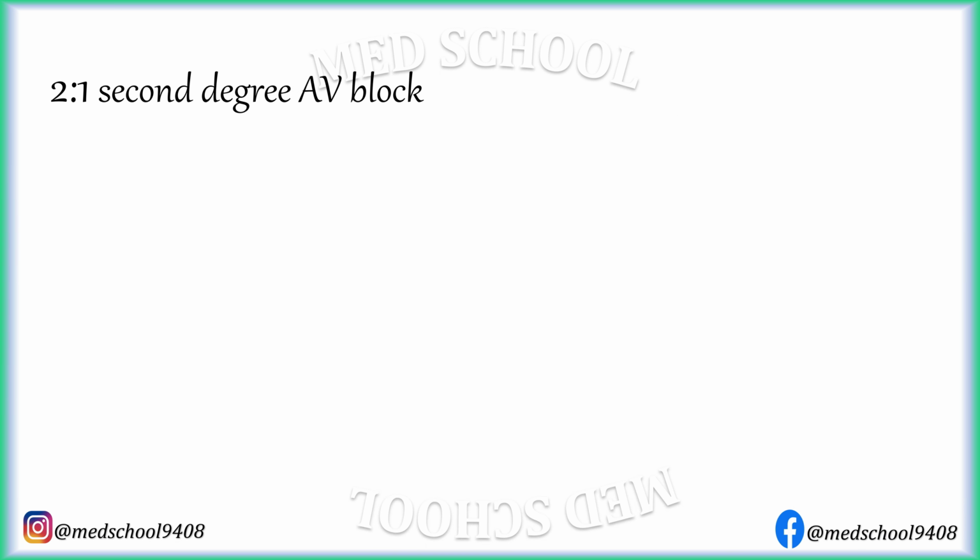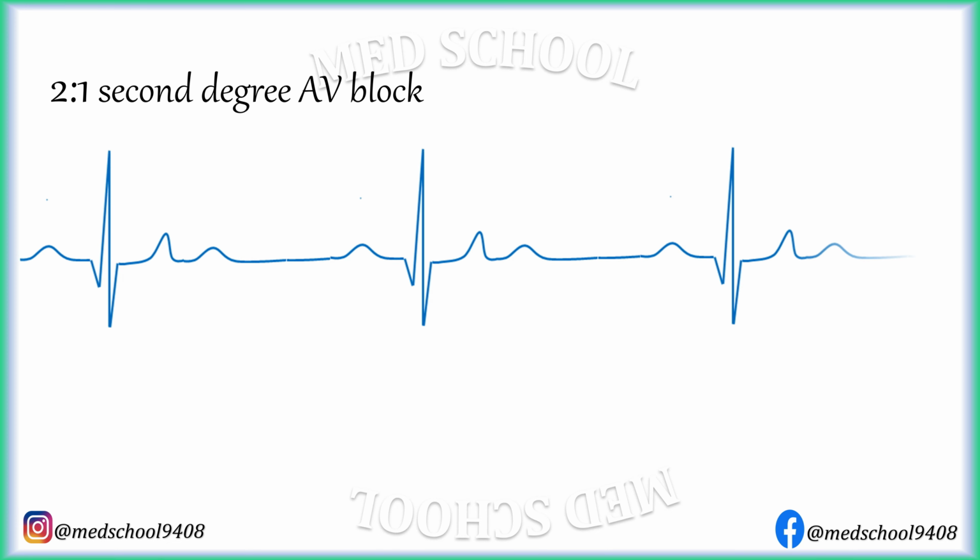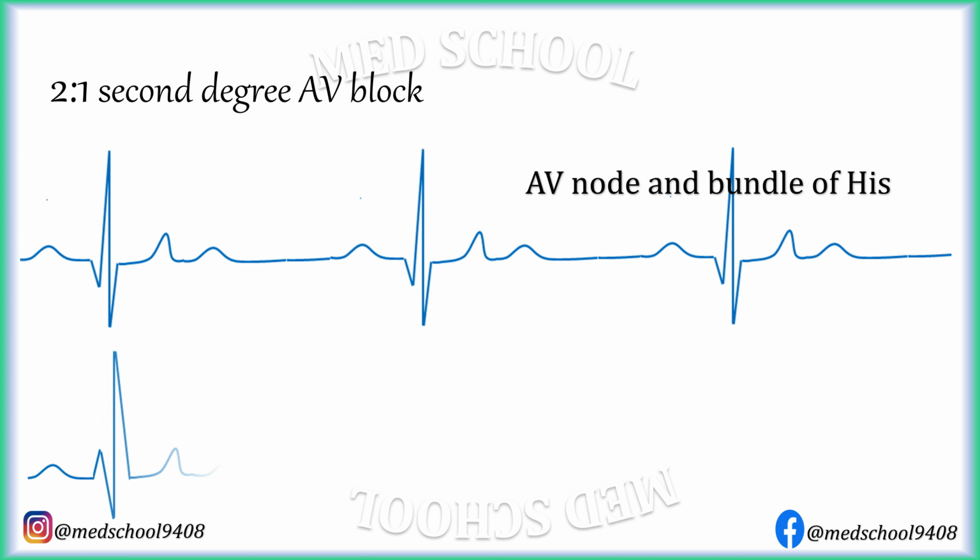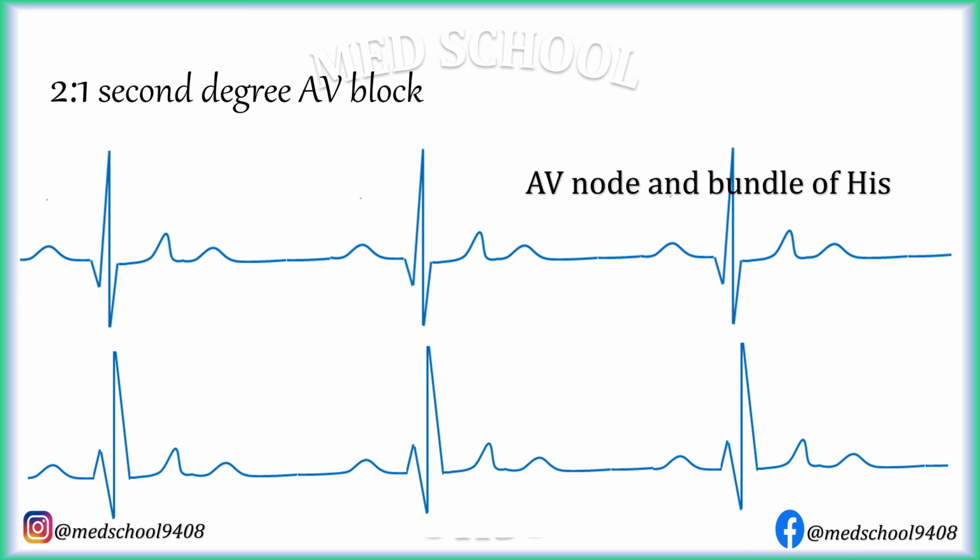In 2:1 second degree AV block, QRS complex morphology gives indirect clue about site of block. If QRS morphology is normal like this, block is most probably in AV node and bundle of His region. If QRS complexes are wide and have bundle branch block pattern, block is most likely below bundle of His.